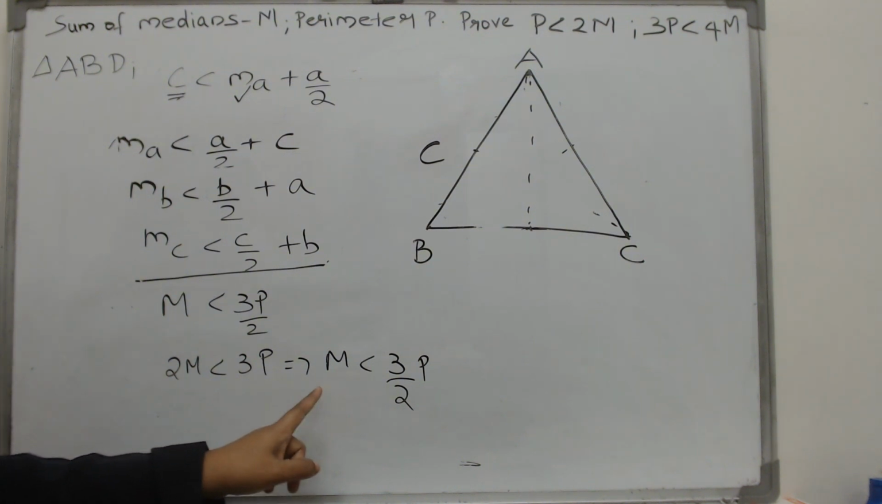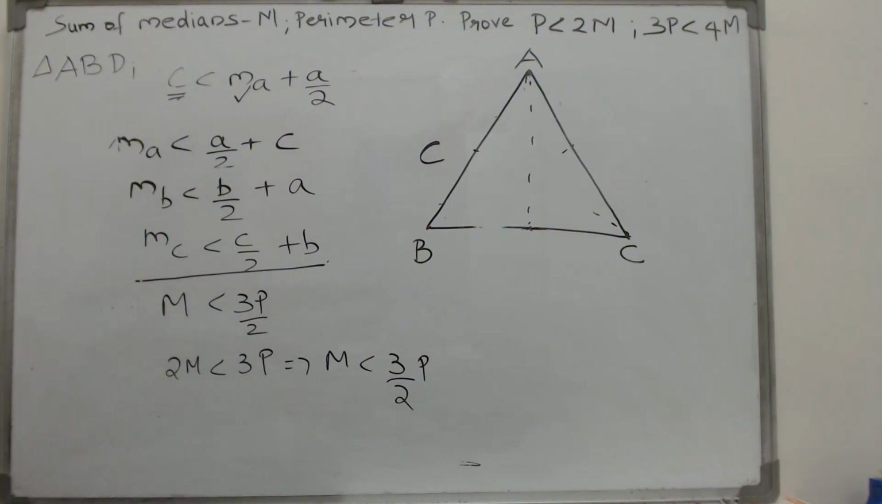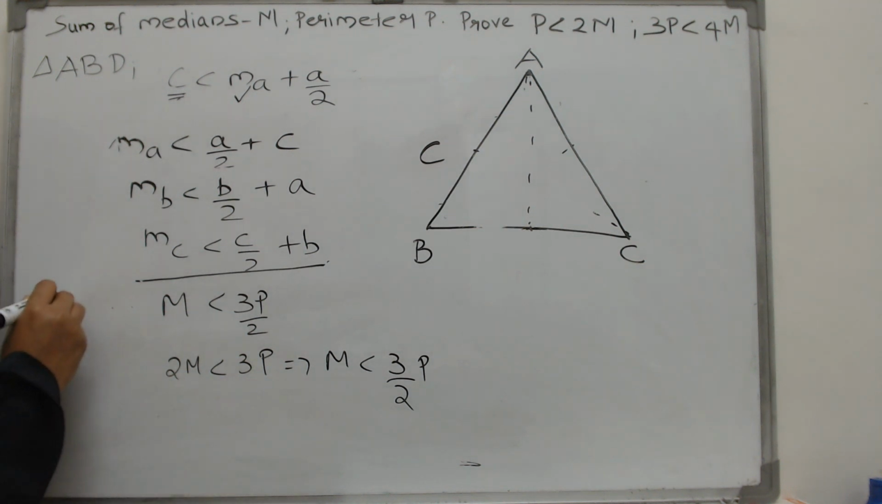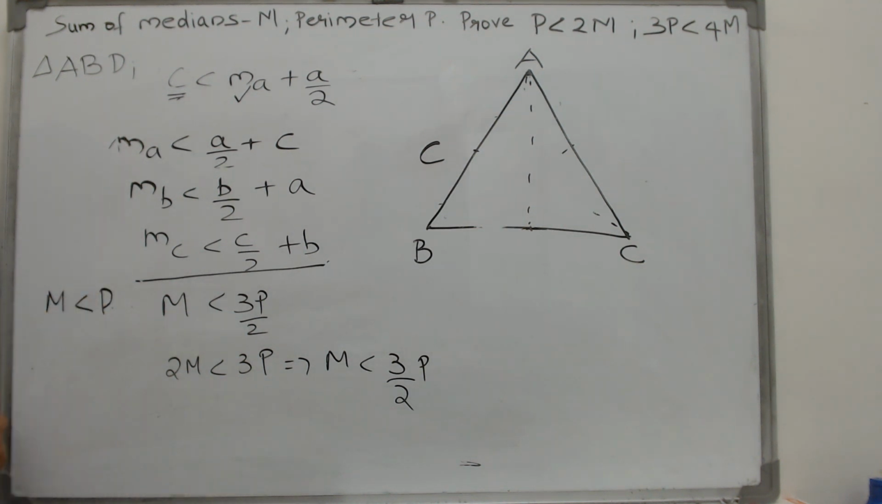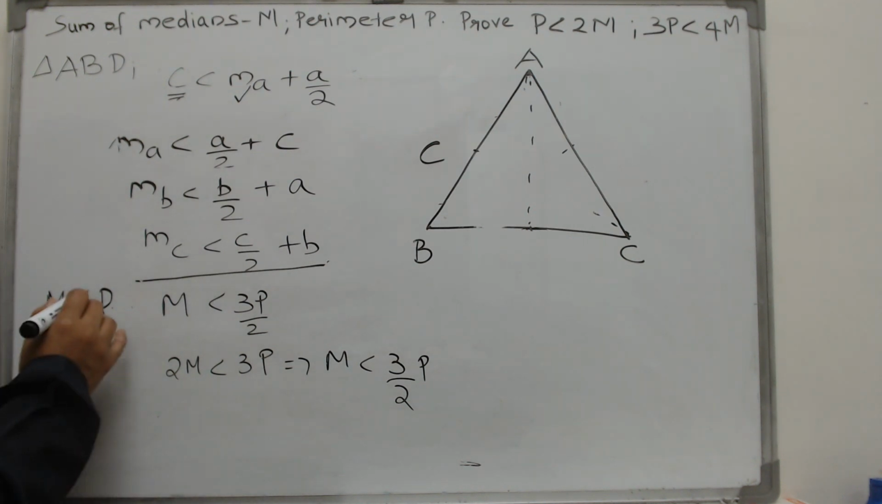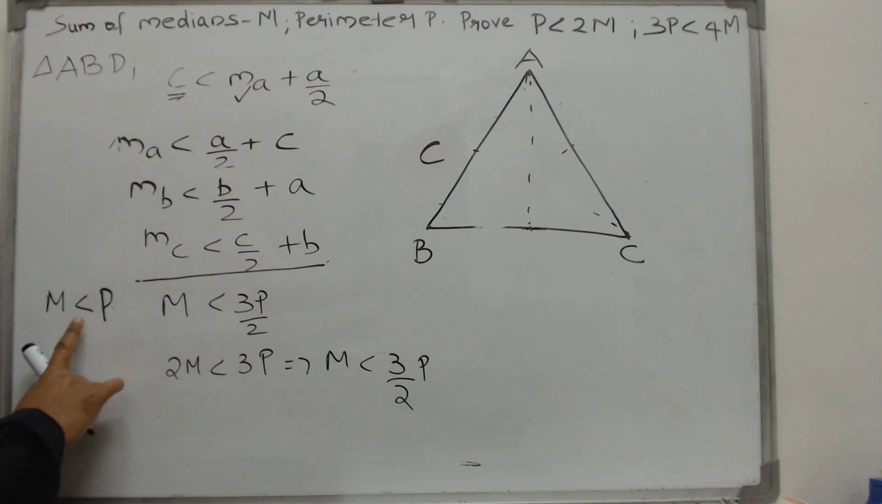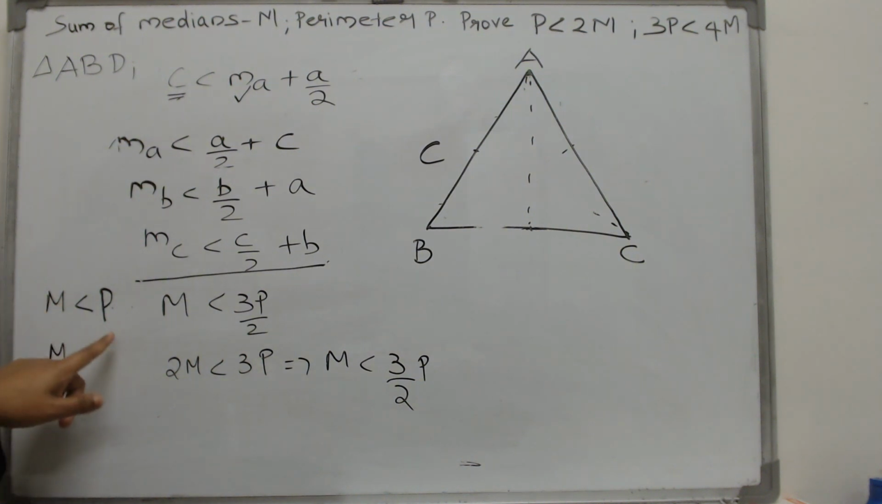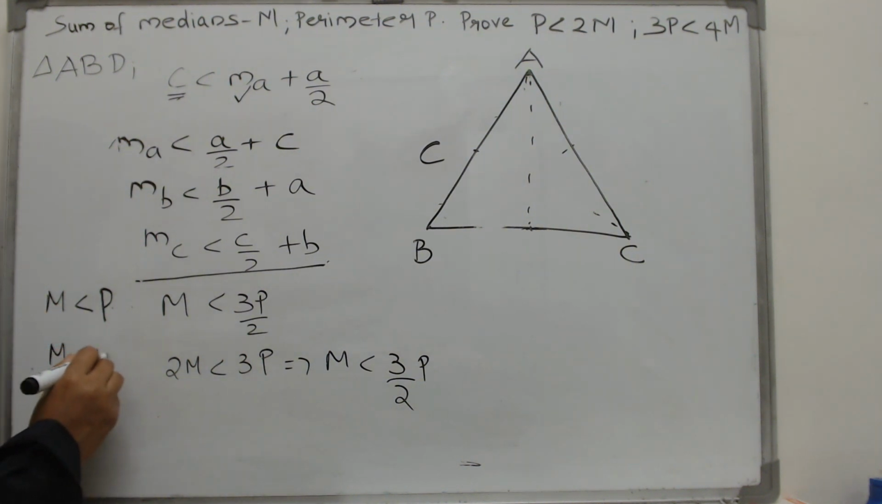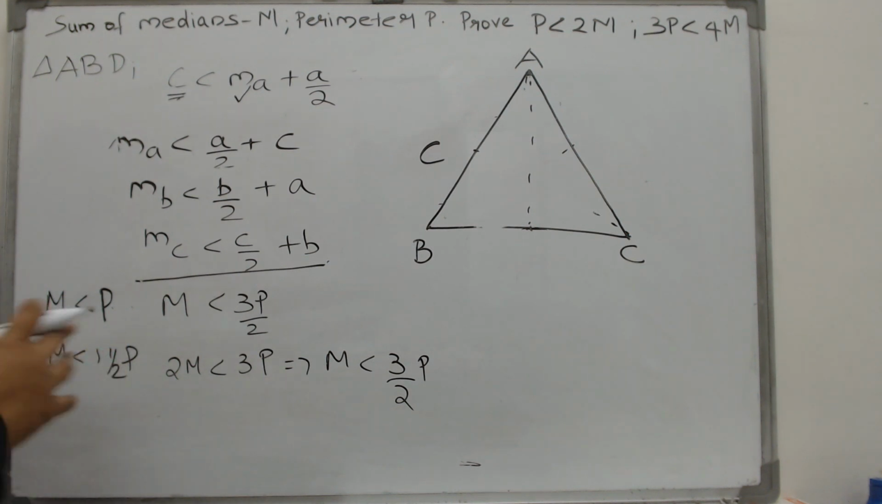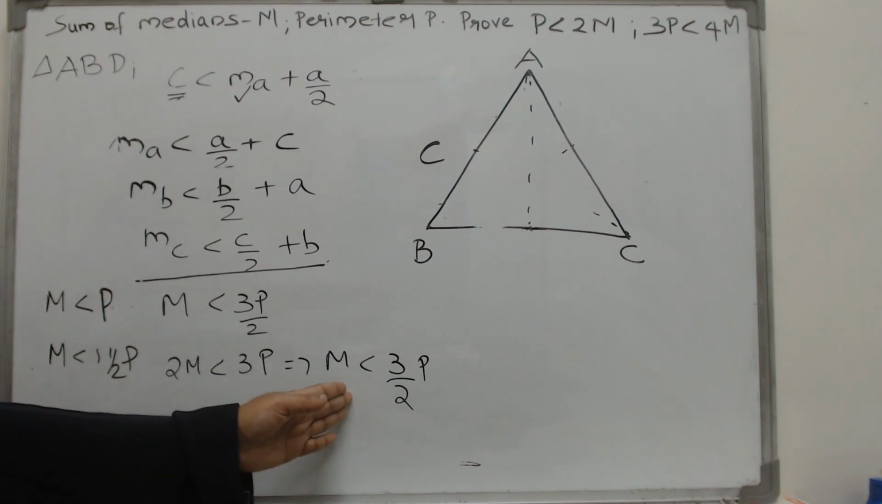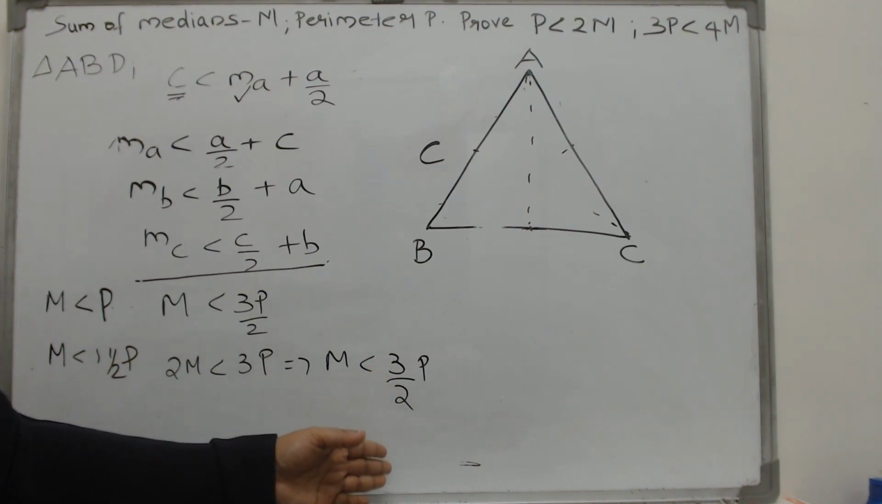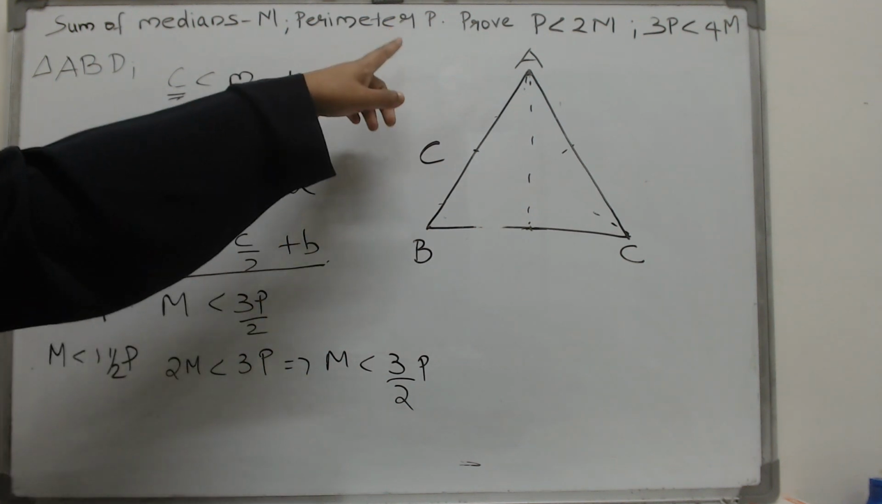Is it correct? Yes, it is, but it is not the one we want. Why is this correct? Your sum of the medians will be less than the perimeter. If you want the proof for that, I will give the link in the description box. Your sum of the medians will always be less than the perimeter. Now, if one number is less than the other, it is obviously going to be less than 1.5 of that. That is just more. There is nothing new. It is just a mathematical proof, right? So your sum of medians is going to be less than 1.5 of P. So it is correct, but that is not the result you want.